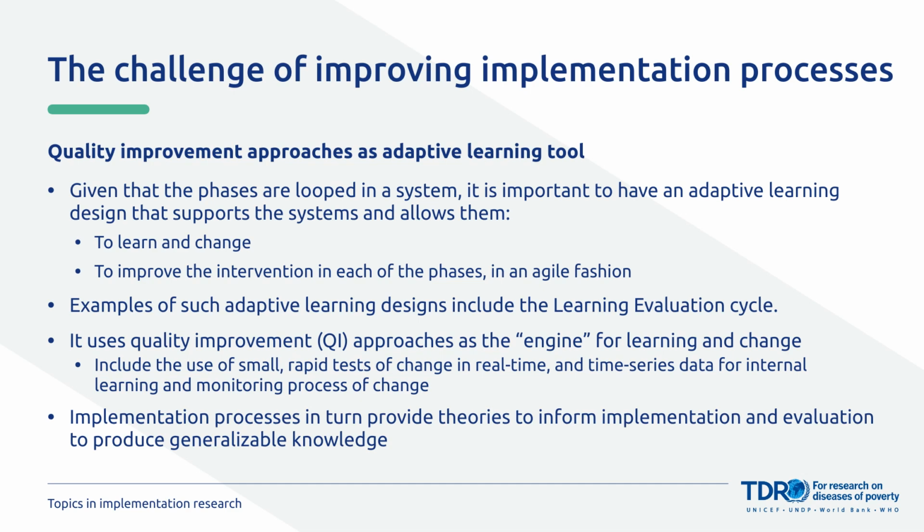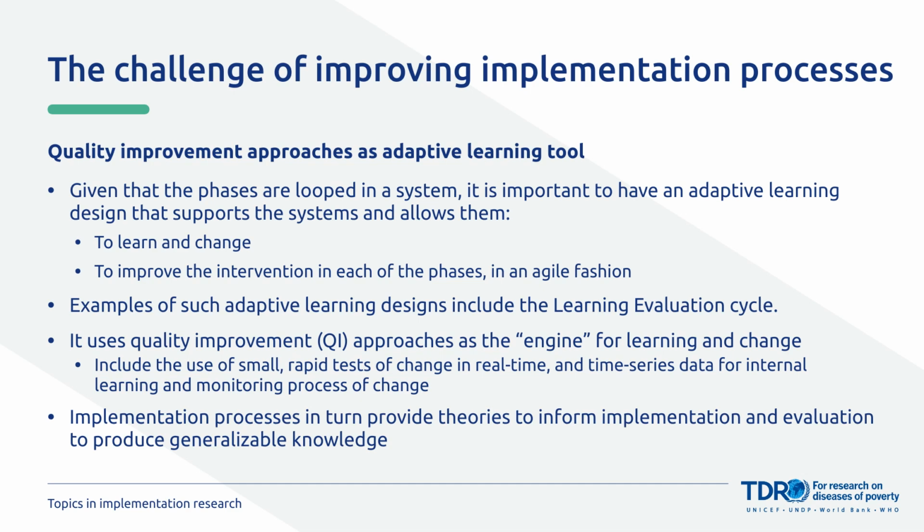Examples of such adaptive learning designs include the learning evaluation cycle, which involves the use of systematic methods and tools to address critical bottlenecks at various implementation stages of health interventions, and feeding back the lessons learned to stakeholders in real time. Most adaptive learning designs, including the learning evaluation cycle, use quality improvement approaches as the engine for learning and change.